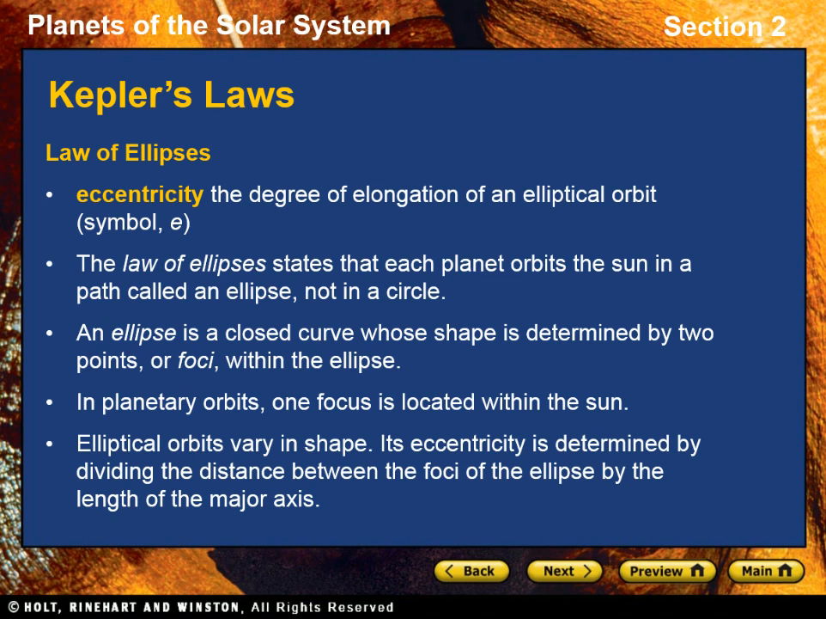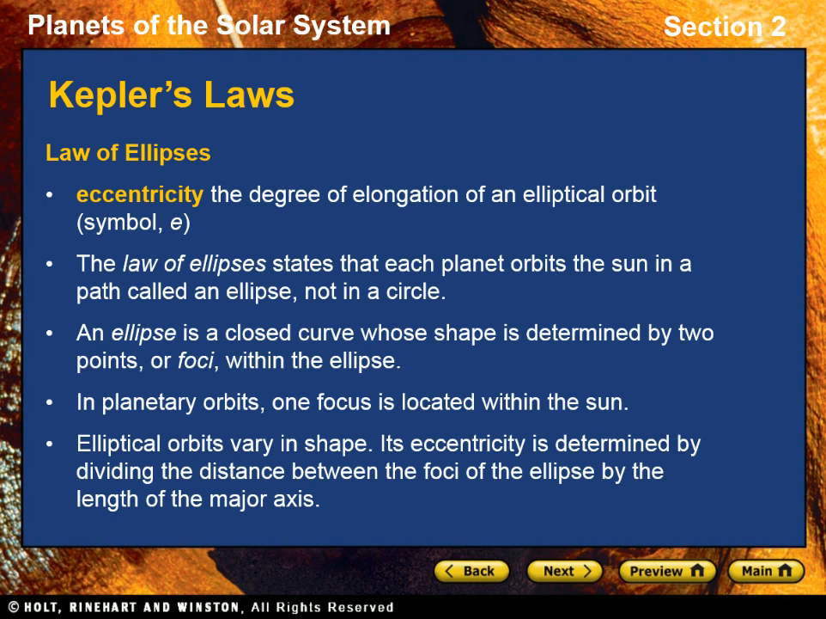Law of ellipses. Kepler's first law, the law of ellipses, states that each planet orbits the sun in a path called an ellipse, not in a circle. An ellipse is a closed curve whose shape is determined by 2 points, or foci, within the ellipse. In planetary orbits, one focus is located within the sun. No object is located at the other focus.